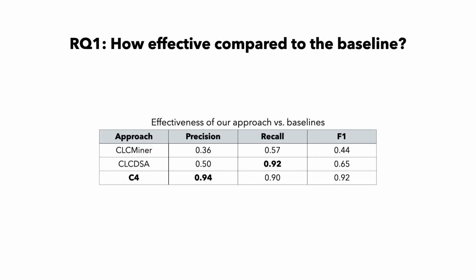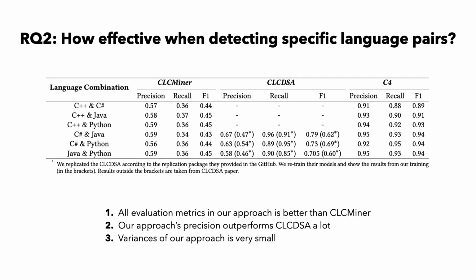We compare our approach with two state-of-the-art approaches, CLC-Miner and CLC-DSA, and we can see from the table that we outperform the baselines a lot. We can see the specific language pair clone detection results in the table, and we can find that all evaluation metrics of our approach are better than CLC-Miner. Our approach's precision outperforms CLC-DSA a lot, and the variance of our approach is very small.